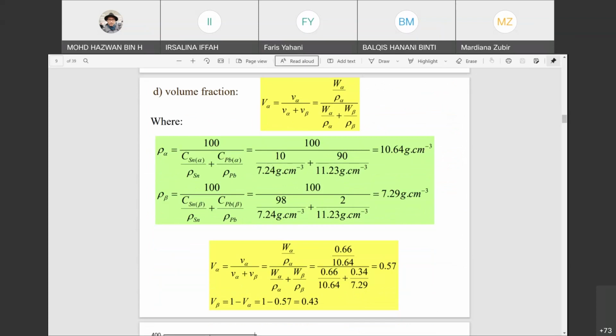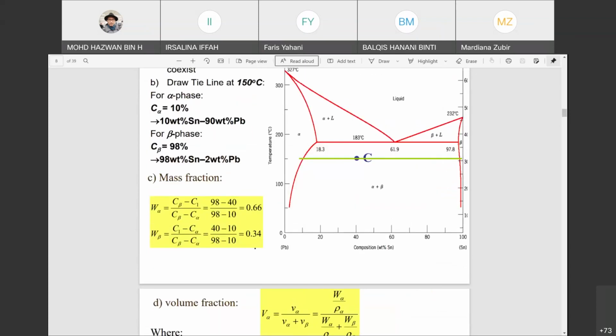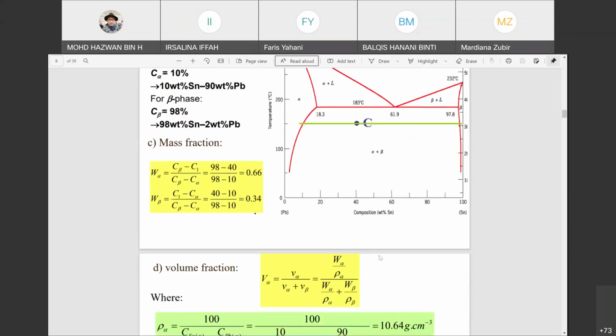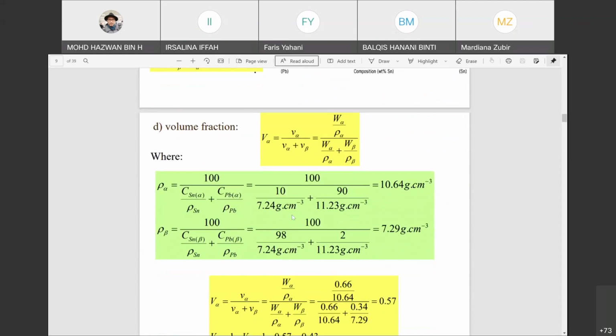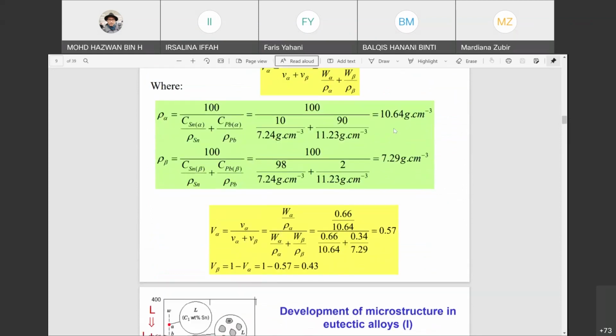So if we look at the composition of alpha on the percentage of tin, 10% is actually 10% for tin. Then the density must be divided with the value of the density of tin. Same goes for here. Okay, right. So once you get the two values, the density fraction, then only can we calculate the volume fraction.